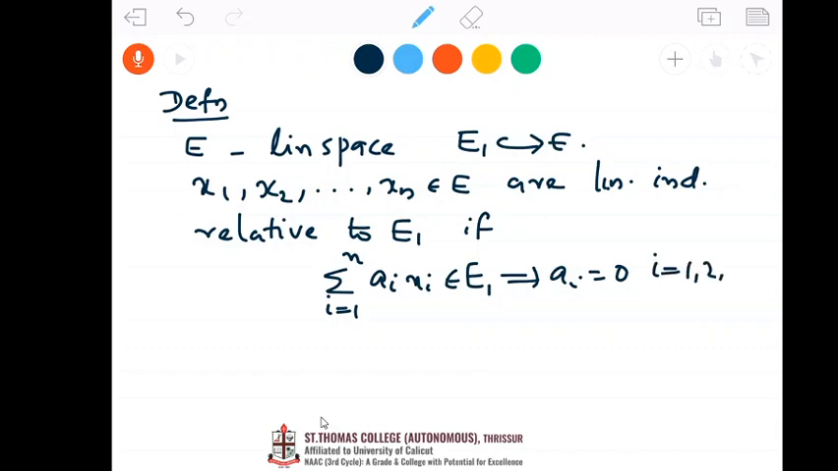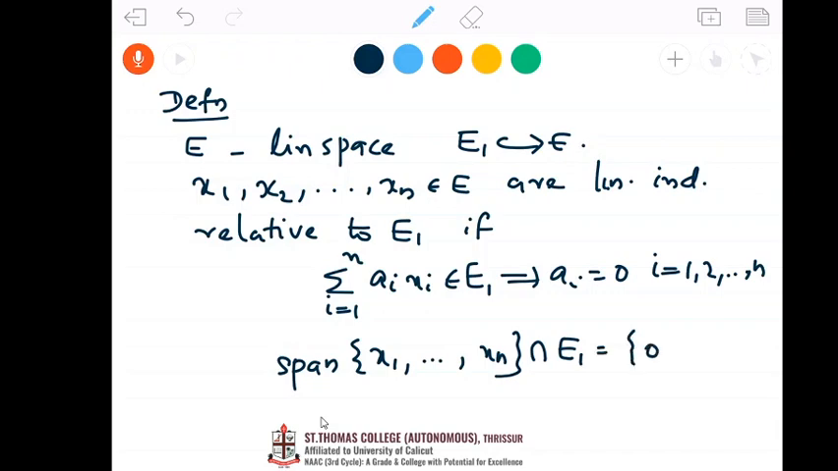So for i equal to 1 to n, ai equal to 0. That means whenever a linear combination of x1, x2, etc., xn is in E1, then the only possibility is that the scalars ai are all 0. Or in other words, we can say that the span of x1, x2, etc., xn intersection E1 contains only the 0 vector. This is what is meant by vectors being linearly independent relative to a subspace.